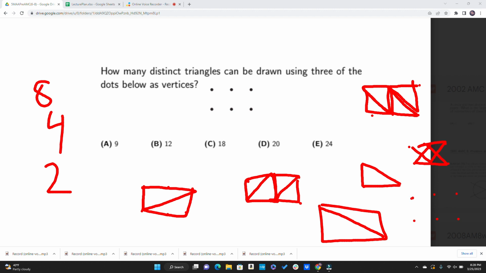And we could also go across like this, which would be the same as going across like this, and then flip it also, so that adds another 4. And so that's 18. That's all of our pictures. That's answer choice C.